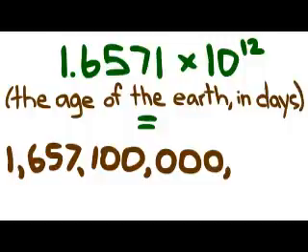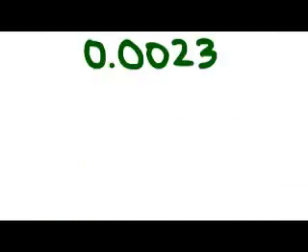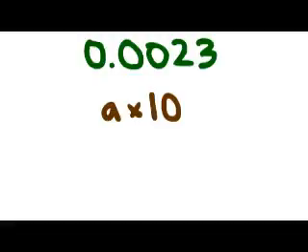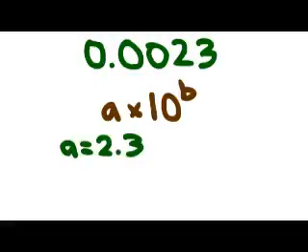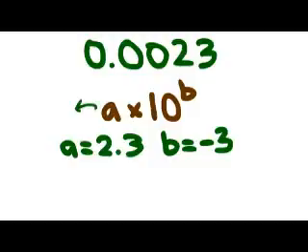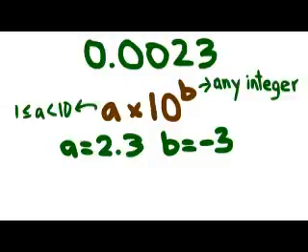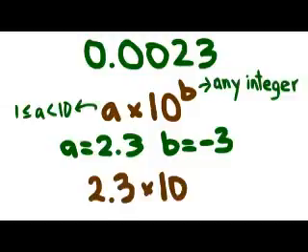Take a number like 0.0023, plug it into a times 10 raised to the power of b, where a equals 2.3 and b is -3. You get 2.3 times 10 raised to the power of -3.